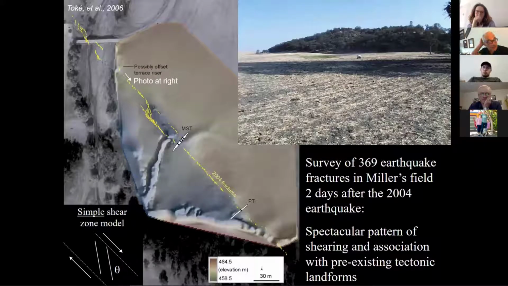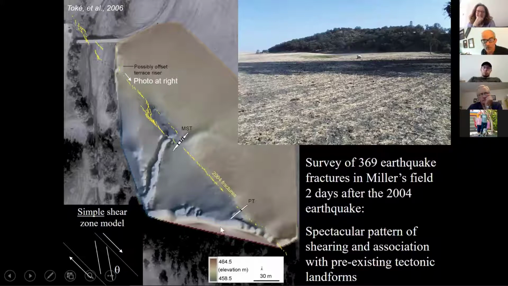But here's a place where I went after the 2004 earthquake with one of my former students, Nathan Tokay, and we mapped a trench that was open actually before the earthquake, and then we went back. And so these yellow things show the rupture pattern from the 2004 magnitude 6 Parkfield earthquake. So the point here is to compare the fracture pattern with the landforms.